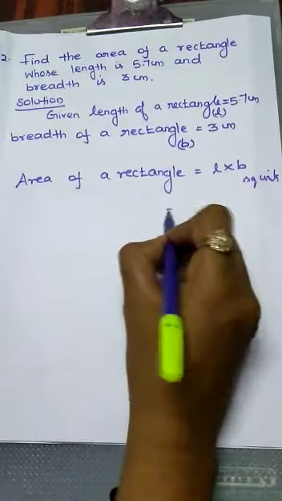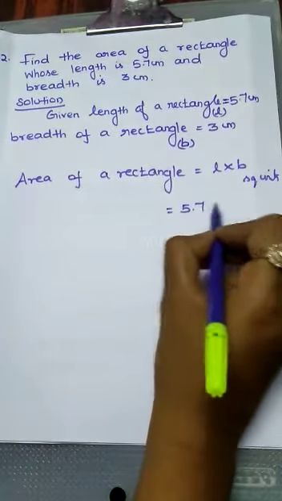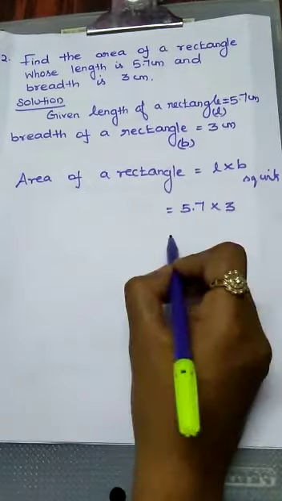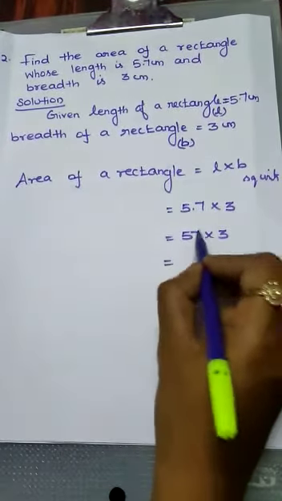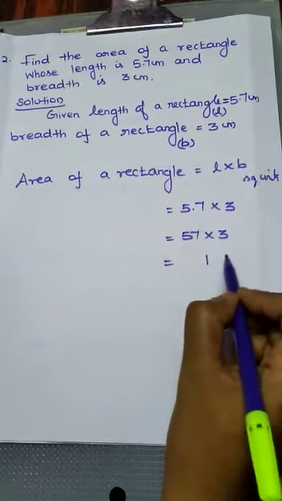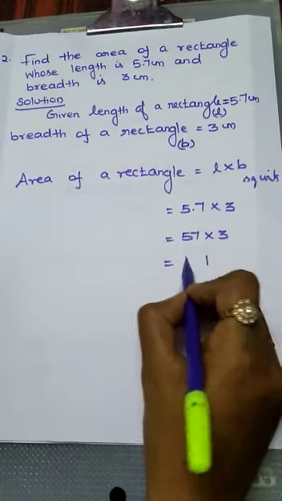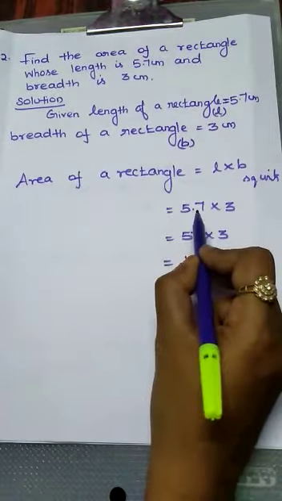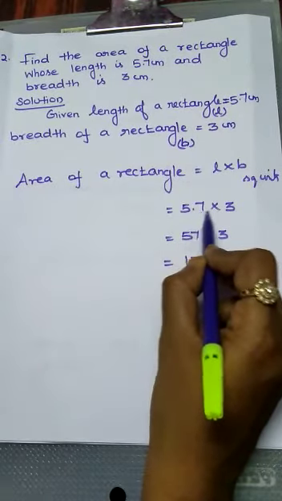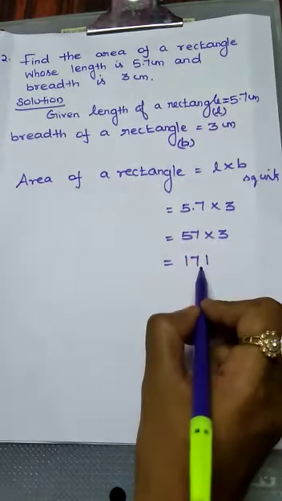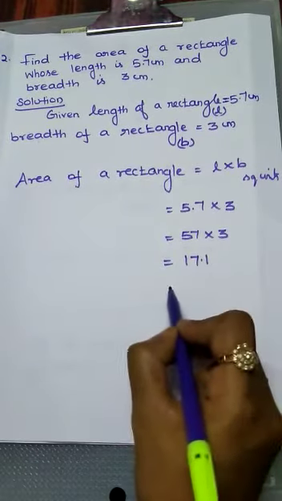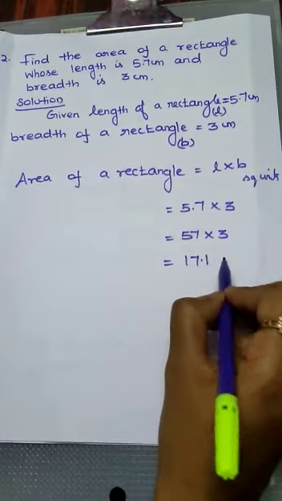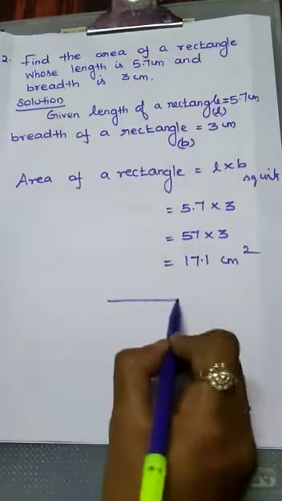What is our L value? 5.7. B value 3. First ignore the decimal point. Directly take the value 57 into 3. 7 3s are 21, 1, balance 2. 5 3s are 15 plus 2, 17. Here we count the decimal point. After the decimal point, only one digit is given, so we move towards the left and put a decimal point here. The answer is 17.1 centimeter square.